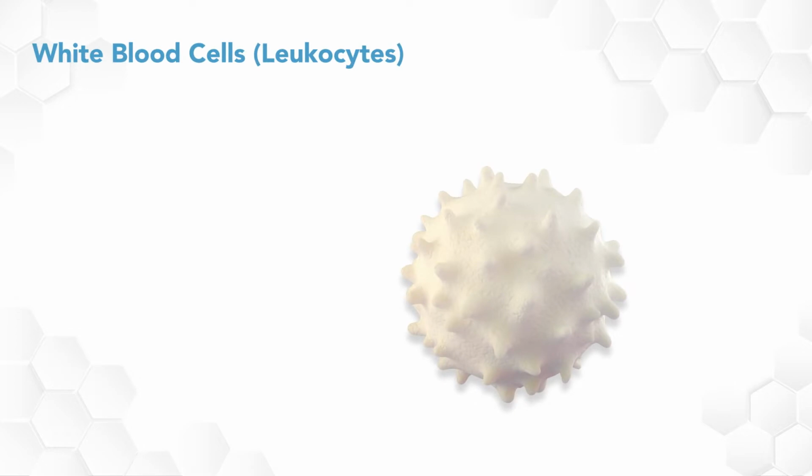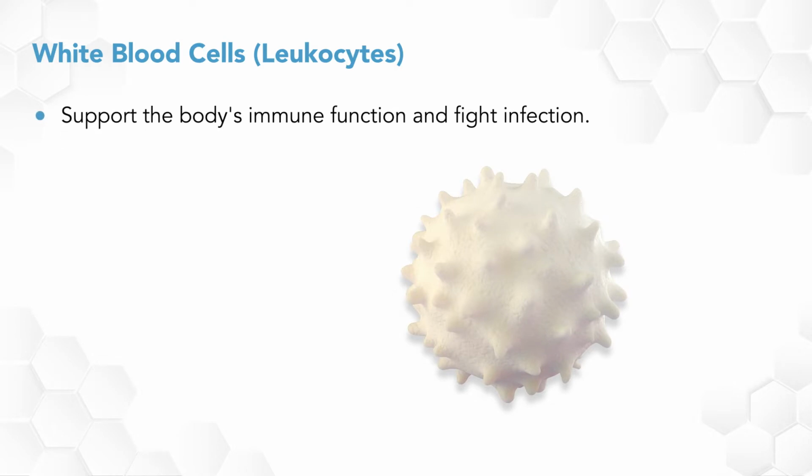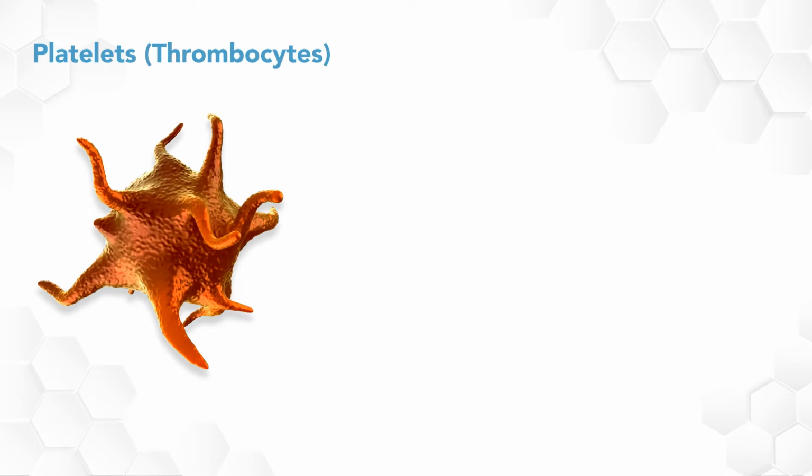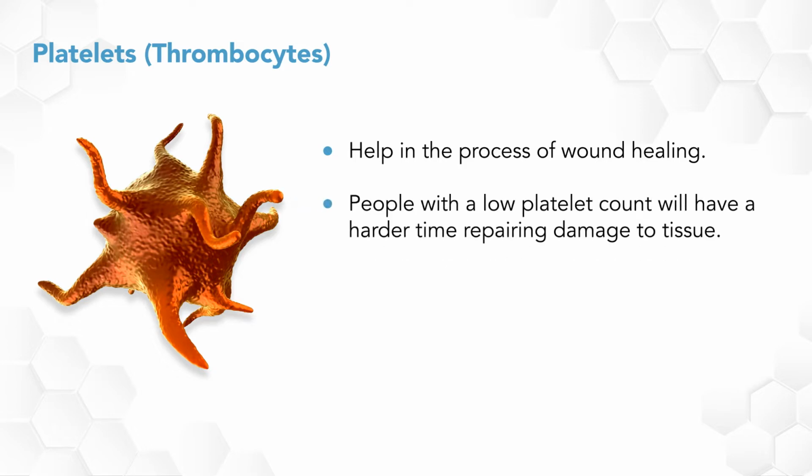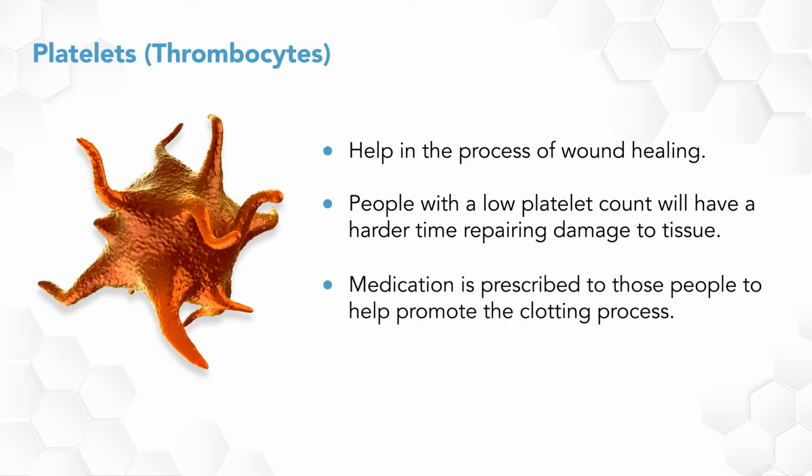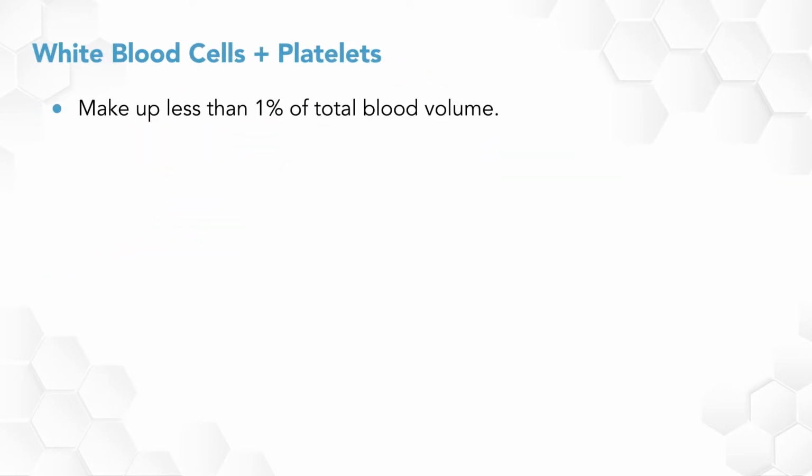White blood cells are also known as leukocytes and are much less numerous in the blood. Their role is to support the body's immune function and fight infection. Platelets, which are also known as thrombocytes, help in the process of wound healing by serving as the major component in blood clotting. People with a low platelet count will have a harder time repairing damage to tissue, or in severe cases, may have an inability to stop bleeding. In order to counteract this, medication is prescribed to those people to help promote the clotting process. Together, white blood cells and platelets make up less than 1% of total blood volume.